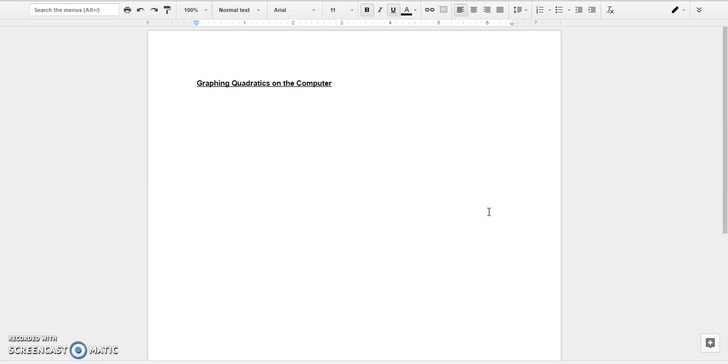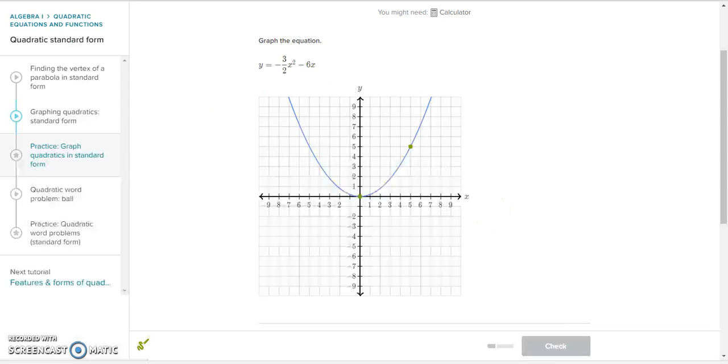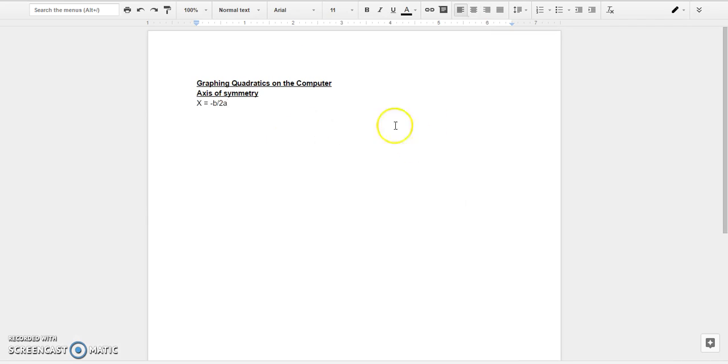So the first thing we want to find is the axis of symmetry. To do that, we're going to use x equals negative b, or the opposite of b, divided by 2a. So I see my b is negative 6 and my a is negative 3 over 2. So b equals negative 6, and a equals negative 3 over 2.